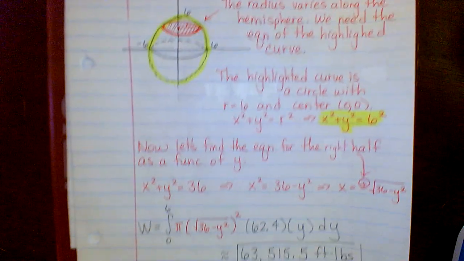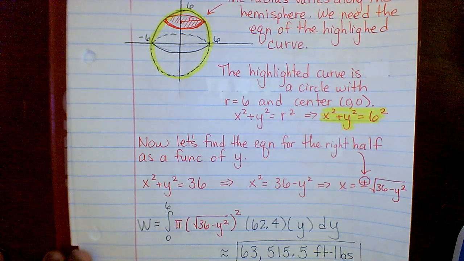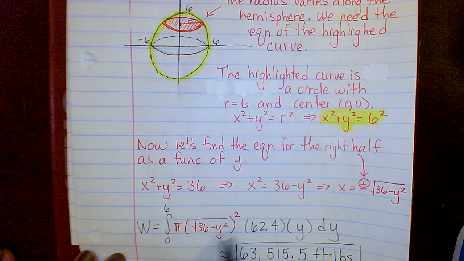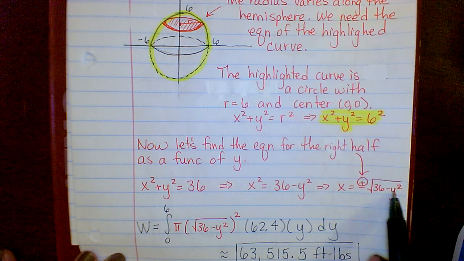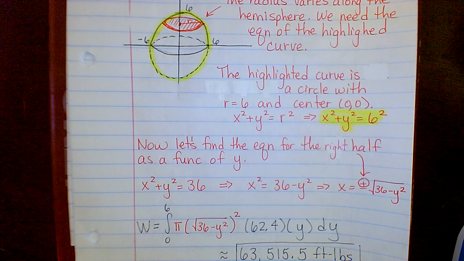So my slabs are going to run from 0 to 6. That's where the liquid's going to be. Pi r squared. Remember, r is following this curve. There's my weight density of water. And this is new, my y value. That's, of course, the distance that the slab has to travel.